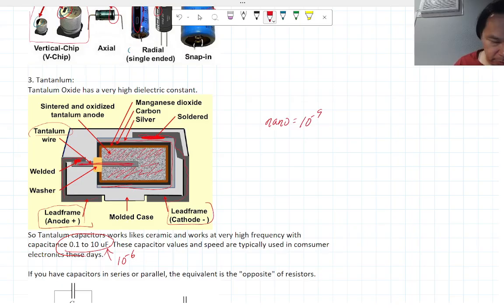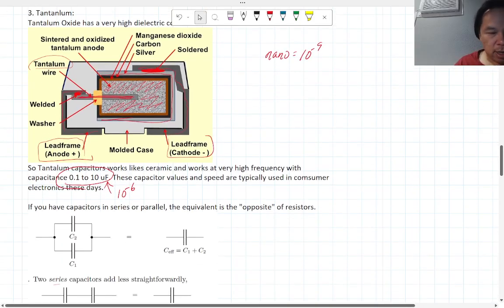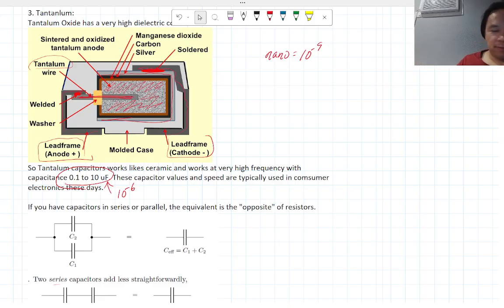This is what you'll see a lot in consumer electronics. If you take a hammer to your phone and break it open, you're going to see these little yellow squares, and that's what these tantalum capacitors are.